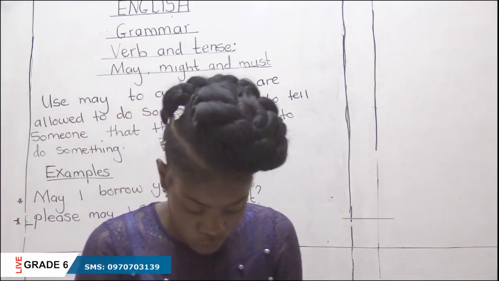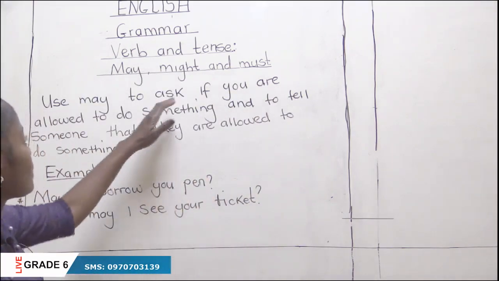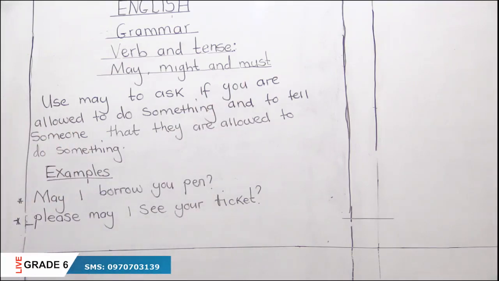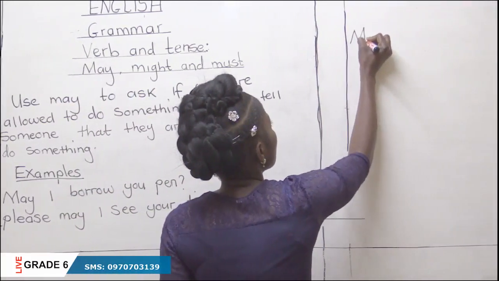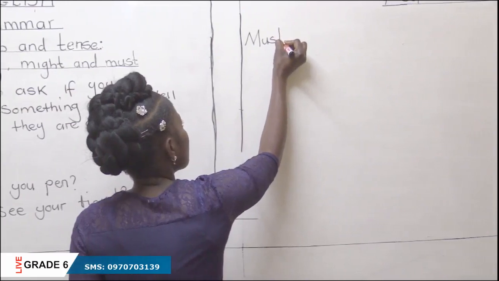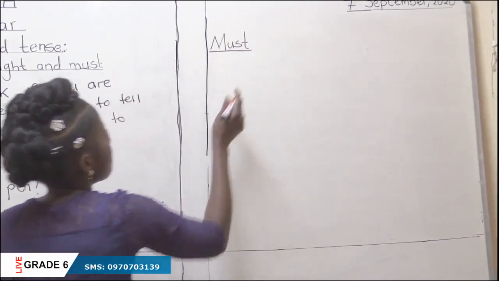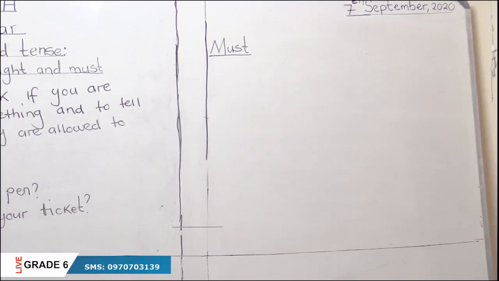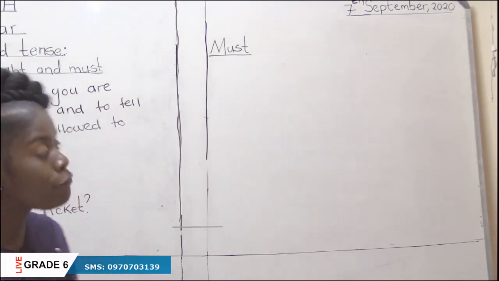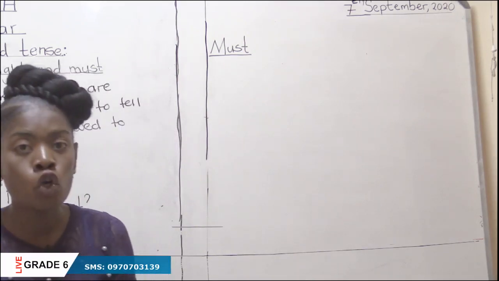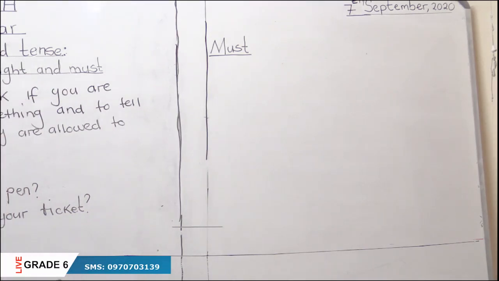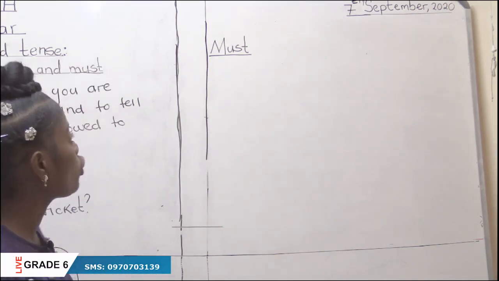Okay, let us go to another verb, which is must. How do you use the word must? So we use must to talk about things that you have to do. I've said you use must to talk about things that you have to do.